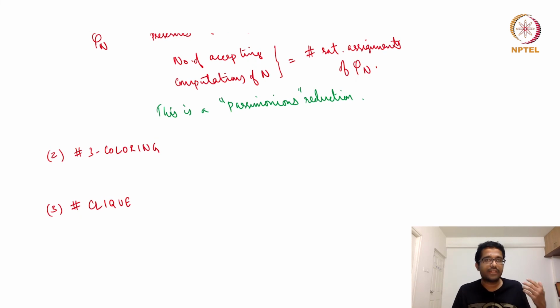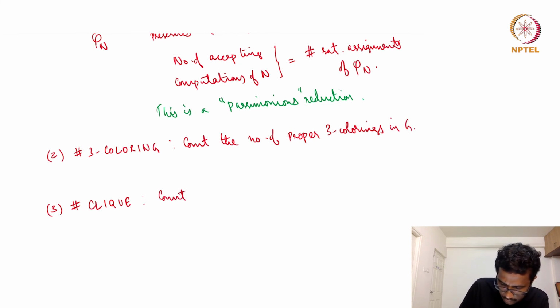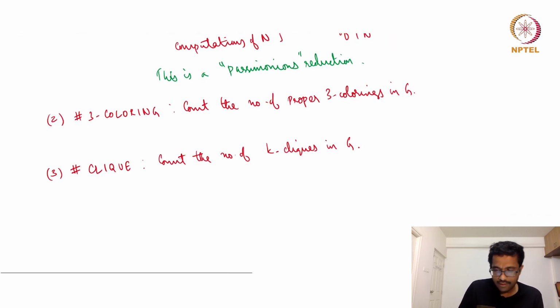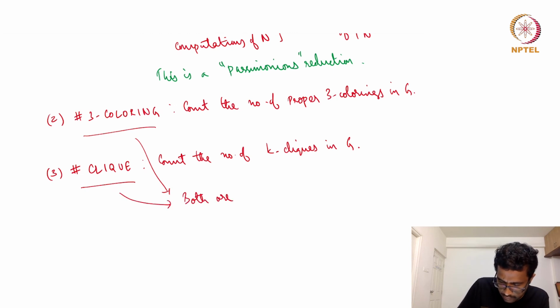So #3-coloring asks for the number of proper 3-colorings of a graph G. Clique asks to count the number of k-cliques in G, where k is part of the input. So both of these are also #P-complete.